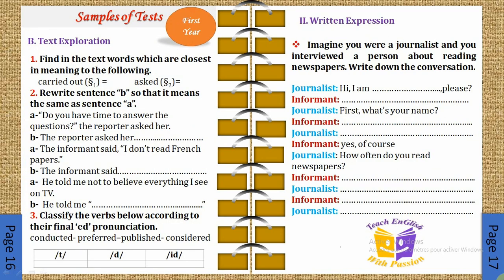In text exploration, we have a variety of activities. The first activity is related to vocabulary. Learners are asked to find synonyms for the words given in the text. The second activity is a grammar activity dealing with reported speech. The third activity has to do with phonology. Learners are asked to classify a number of words according to their final ED pronunciation.